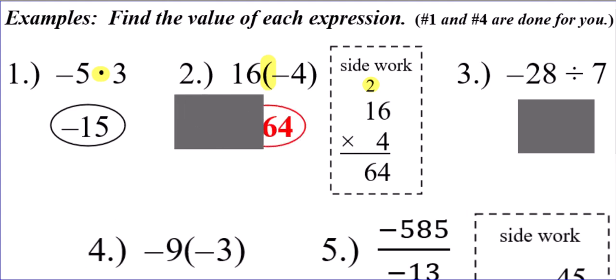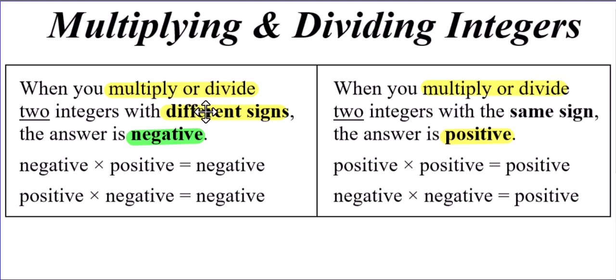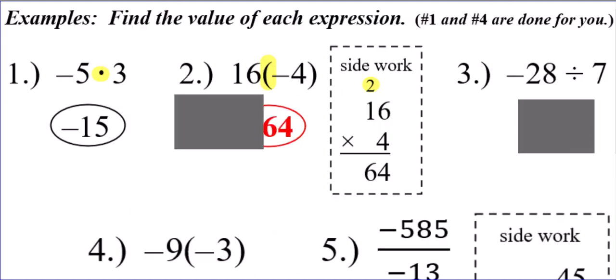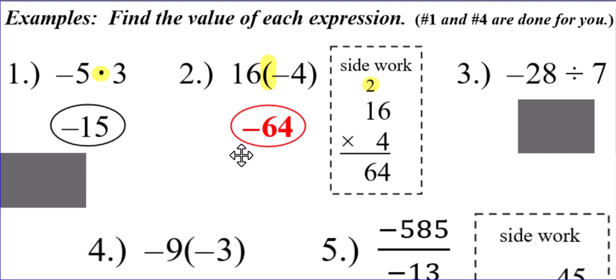Well, we learned at the top of the page, if you're multiplying two numbers with different signs, whether it's a negative and a positive or a positive and a negative, that final answer will be guaranteed negative. It does not matter who had the bigger absolute value. So I don't care that 16 was positive and had a bigger absolute value. When you're multiplying two numbers of different signs, the answer's always negative.